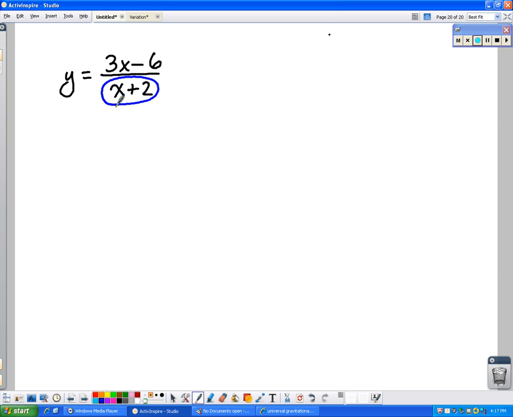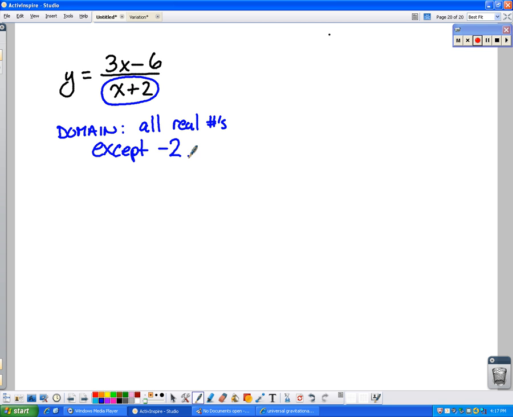remembering that division by 0 is undefined allows us to state our domain. So our domain becomes all real numbers except -2. And we can write that in interval notation, and we can write that in set builder notation, or we can just express it as we have in relatively simple English.